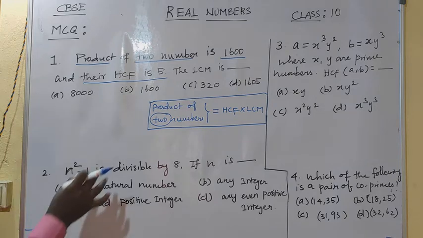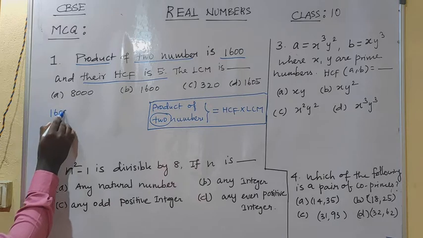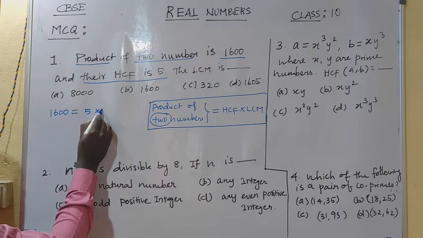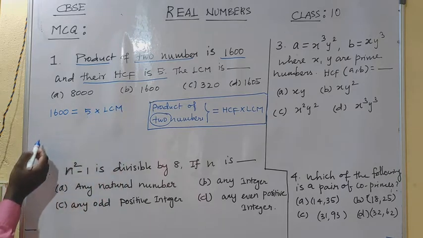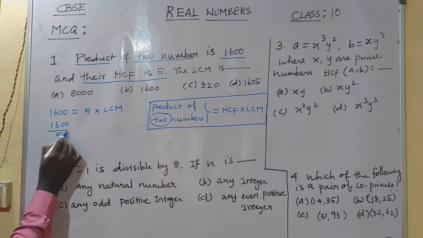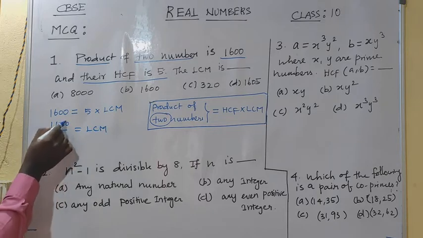Good. Here, the product of two numbers is given for me, which is nothing but 1600 equal to, the HCF is given for me 5. They are asking me to find LCM. Okay. Now, this 5 I can transpose to the left hand side. So, 1600 divided by 5 equal to LCM. Okay. Now, I can go for cancelling this.